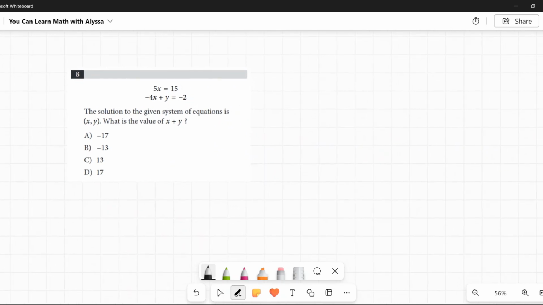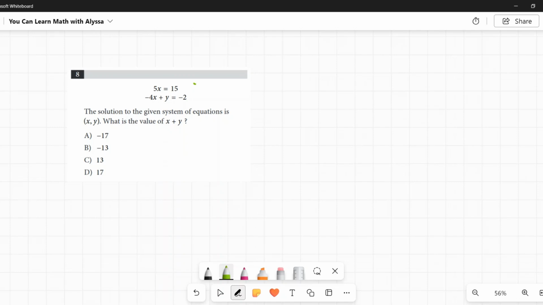Number 8, 5x equals 15 and negative 4x plus y equals negative 2. The solution to the given system of equations is (x, y). What is the value of x plus y? Now, a lot of times with these systems of equations, they will give us 2 equations that have an x and a y in both of them, by which I mean this equation would have an x and a y, and this equation would have an x and a y. Now, when you have those, you need to solve using substitution or elimination. And I'm putting links to all these concepts in the description below if you need information on that.